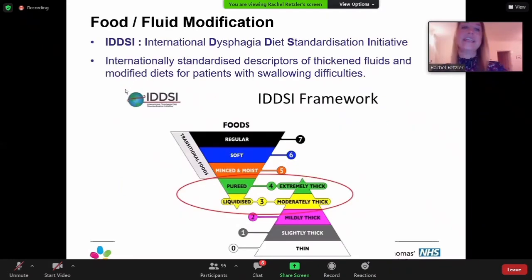IDDSI, if you haven't heard of it, is the International Dysphagia Diet Standardisation Initiative. It's an internationally standardized descriptor of thickened fluids and modified diets for patients with swallowing difficulties. It's an IDDSI framework, as you can see here. If you're interested in finding out more about this, they have fabulous resources online on their IDDSI website. This is really important to remain consistent in our recommendations, in our assessment of our fluids and solids in preparation and assessment. You may see IDDSI used often on the wards or in children's feeding plans, in their notes or reports from speech and language therapy.